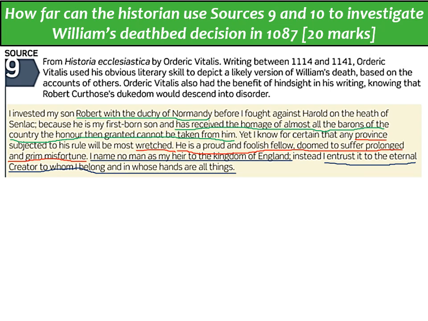Now, that would link into our point about William considering his soul, considering his own life and what's going to happen to him after he dies. But it doesn't necessarily discount William as his successor. "I entrust it to the eternal Creator." So what he's saying is that God will choose the next king of England. If that happens to be William, then that's God's wish. That isn't necessarily me. So he's covering his back almost with this particular decision. It's a really interesting line at the end, and I'd suggest that you continue your research onto that particular point.